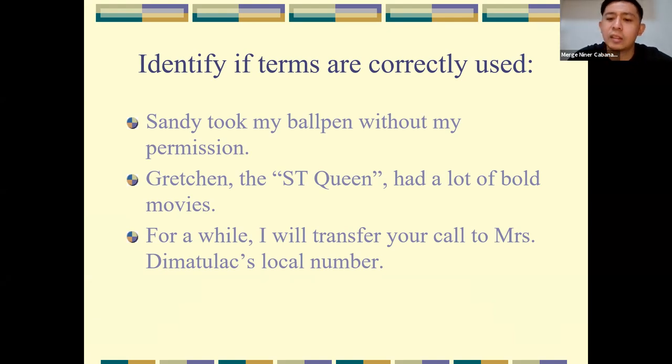Like, in a minute, I will transfer a call to Mrs. Dimatulak's local number. Or instead, in a bit, hang on, I will transfer your call to Mrs. Dimatulak's local number. Because when you say for a while, for them, it would take some time. It would take a couple of days, months, or even weeks or years for something to be accomplished, and they don't have that much time. So people might get pissed because of that. So you don't use improper terms in the English language, because the context that you're trying to let the other party understand is just not being given the way you want it to. So that's why we're here.